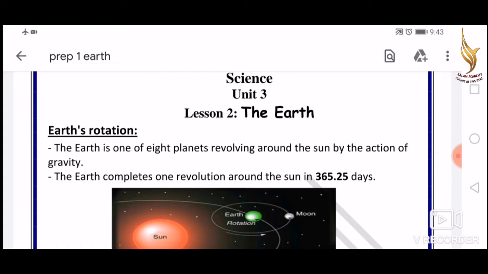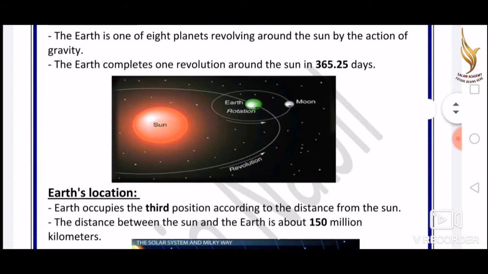In this lesson, we will talk about Earth rotation, Earth location, Earth shape, Earth volume, and Earth mass. First, Earth rotation. The Earth is one of the 8 planets that revolve around the Sun by the action of gravity. Earth rotates around the Sun due to the attraction force of the Sun to the Earth. And the Earth completes one revolution around the Sun in 365 and a quarter days. This is about Earth's rotation.